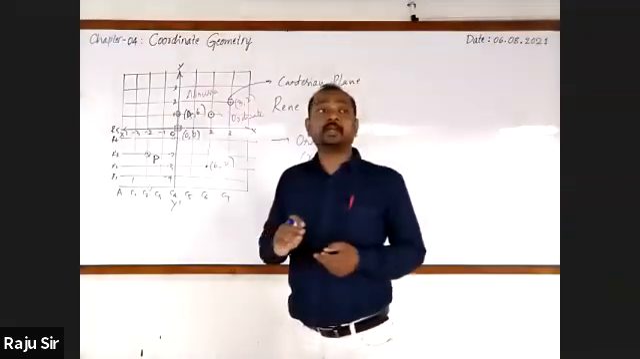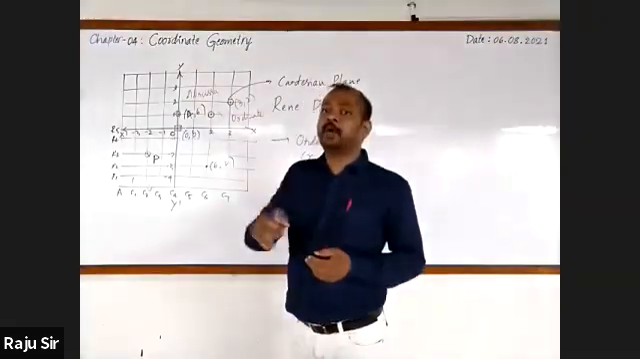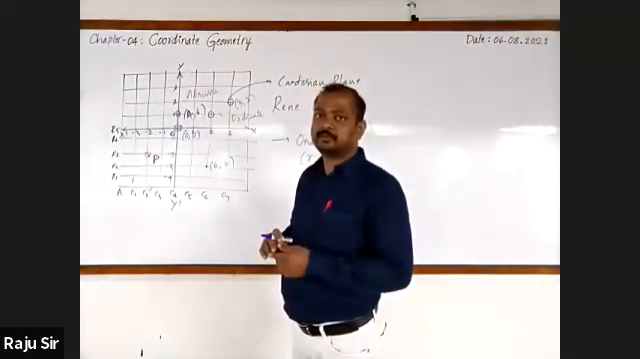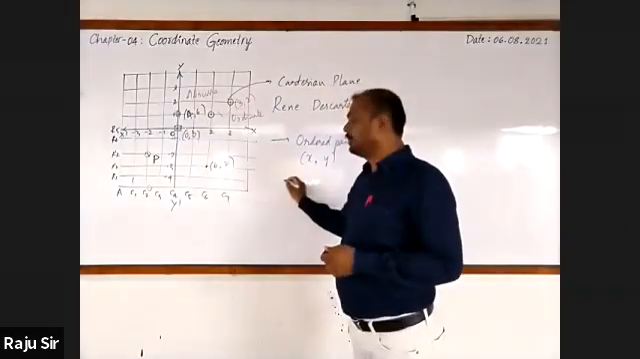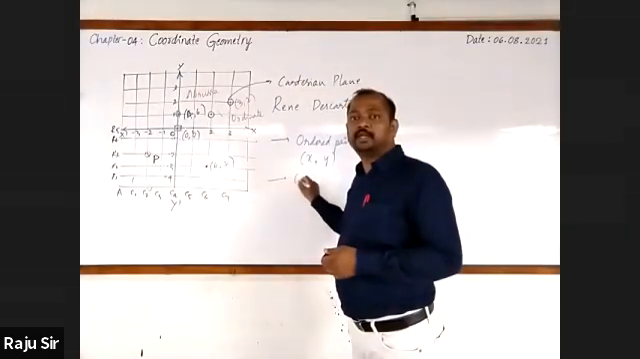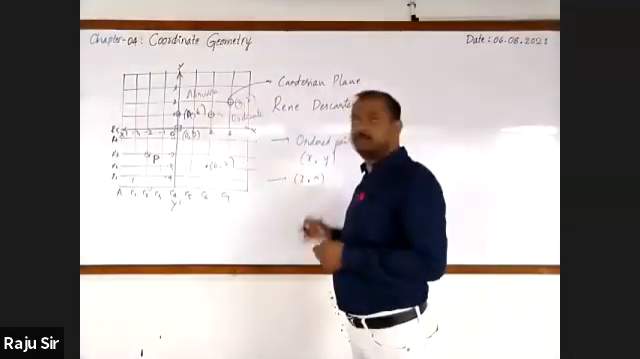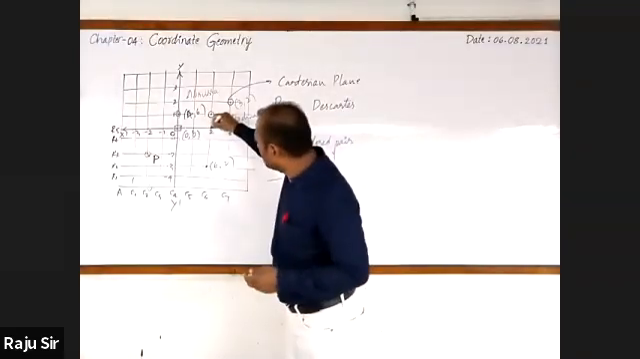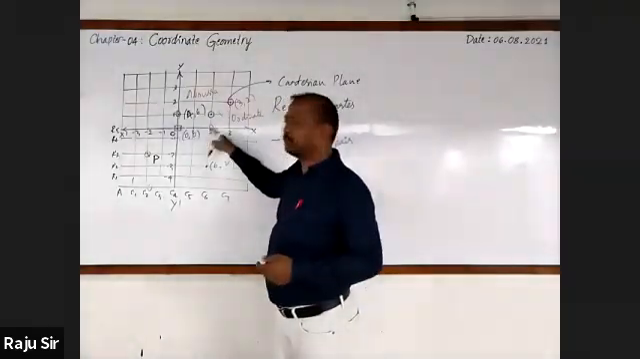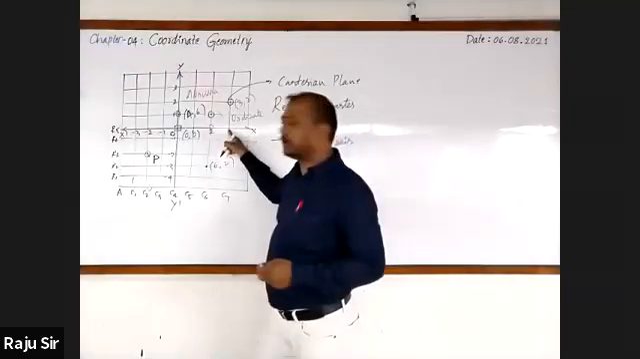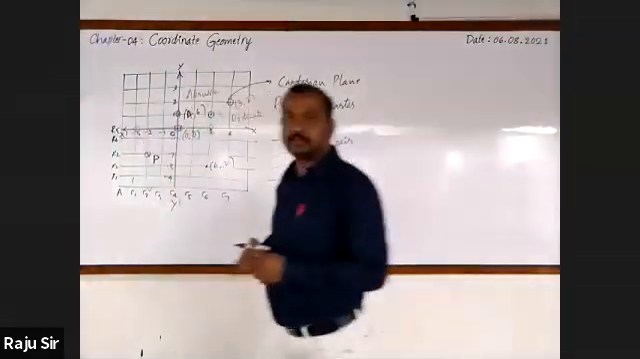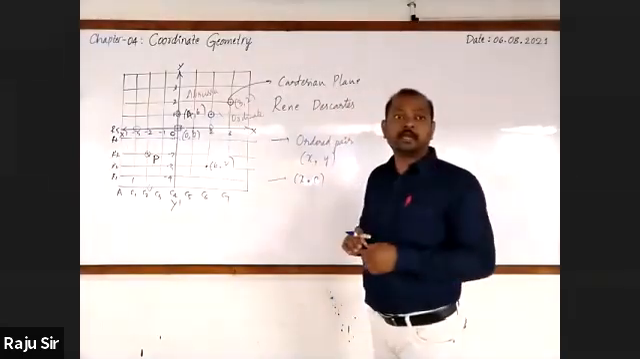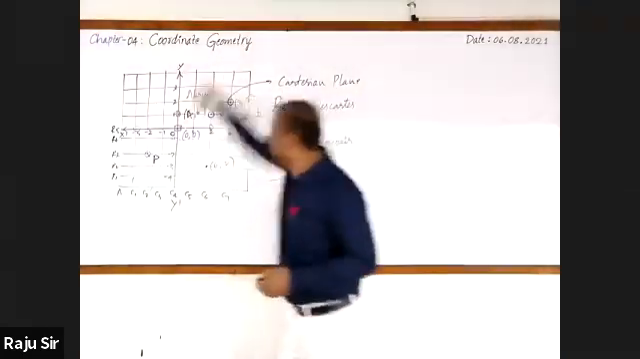Tell the coordinates of the point on x-axis. X comma 0. Coordinates of the point on x-axis is x comma 0. If the point is here, it is 2 comma 0. Here, 3 comma 0. Point is here, minus 3 comma 0.